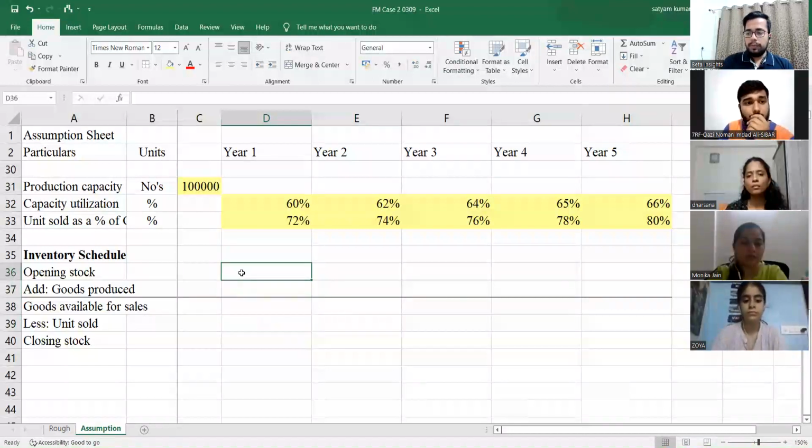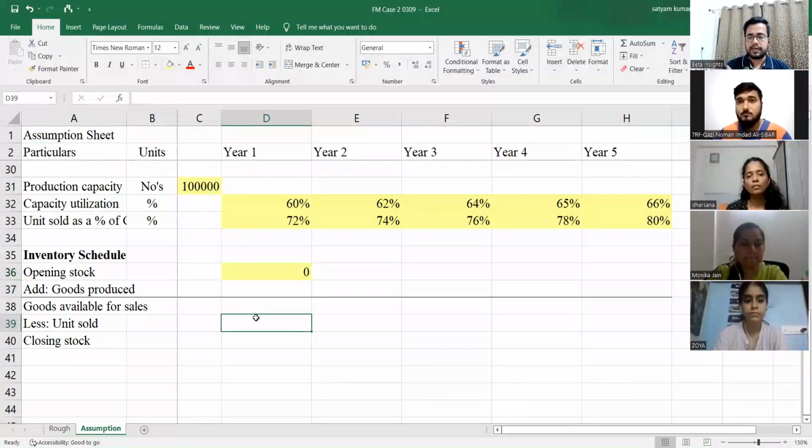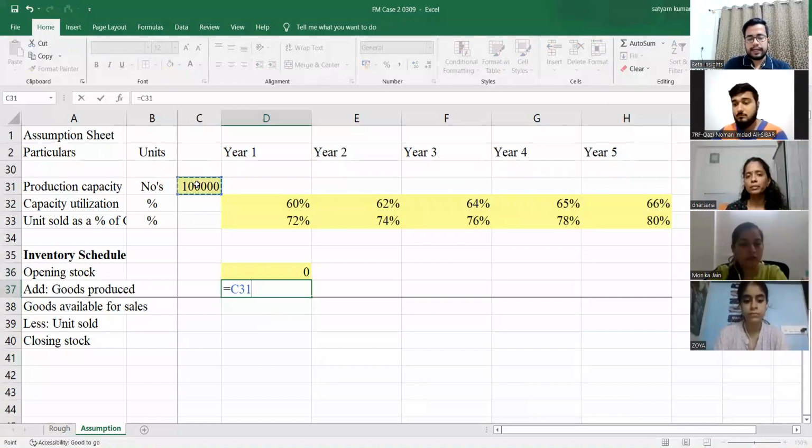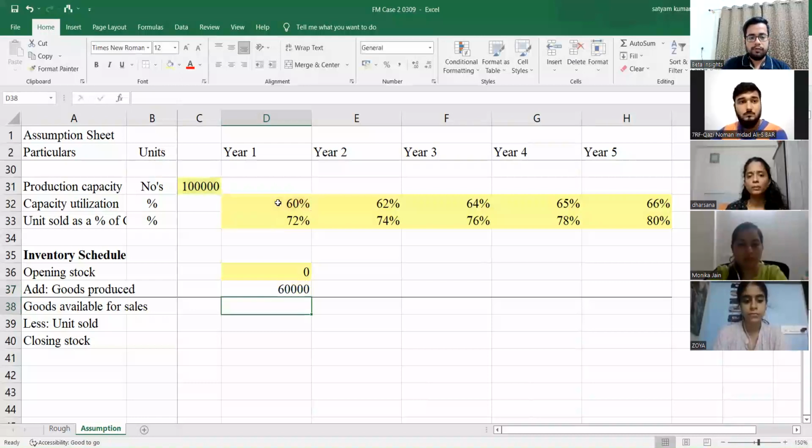Okay. Opening stock in year one is zero because there was zero closing balance in the previous year. We are starting fresh. Goods produced: for this, we know that 1 lakh units is our capacity. Freeze this and multiply by 60%. When we do this, we arrive at 60,000 units. That means in year one we produced 60,000 units. Now suppose the cost of one unit is say 10, we know that we have 6 lakh as a costing. That is what we are trying to establish here.